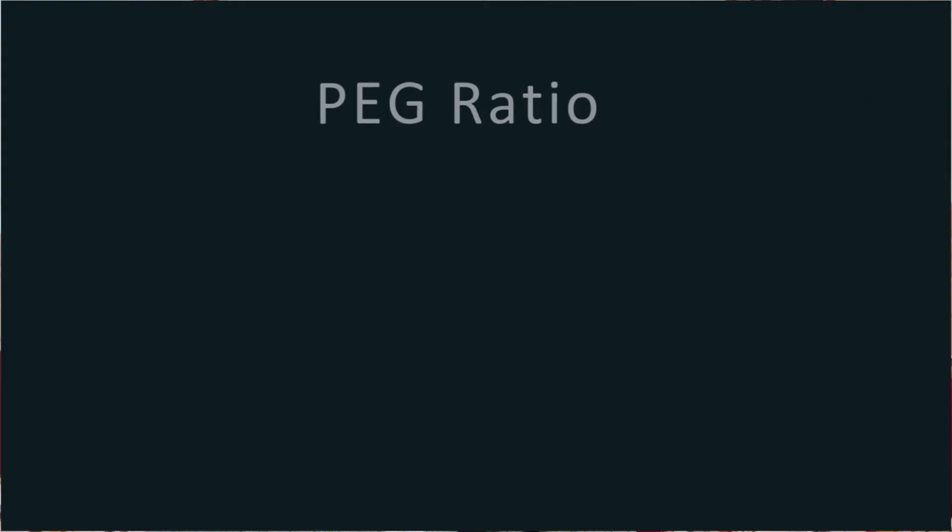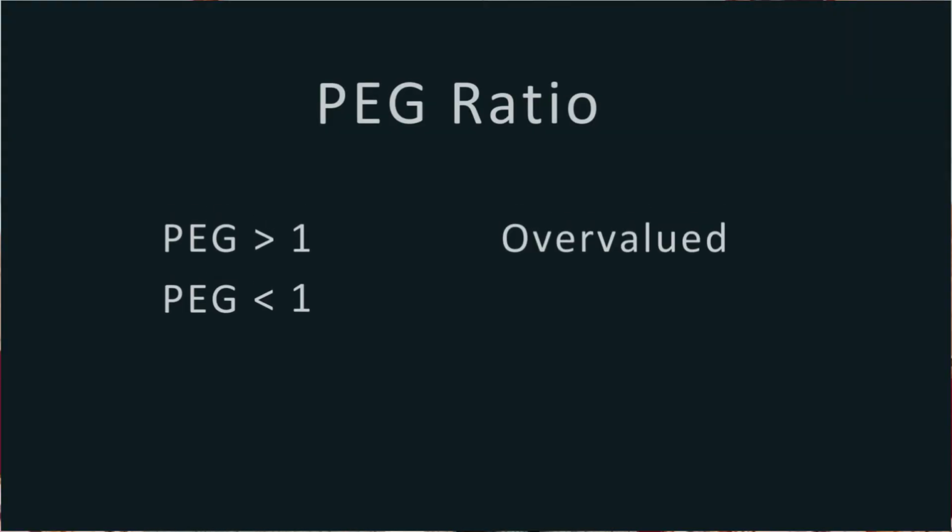So if a PEG ratio is more than 1, it means PE ratio is more than the growth rate of the earnings and is considered as overvalued. If PEG ratio is less than 1, that means earnings growth rate is more than the PE ratio and is considered as undervalued. And if PEG ratio is equal to 1, then it is considered as fairly valued.